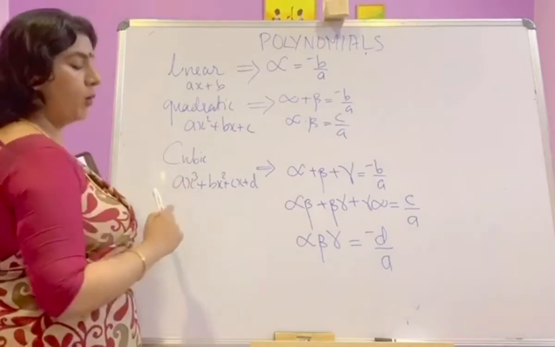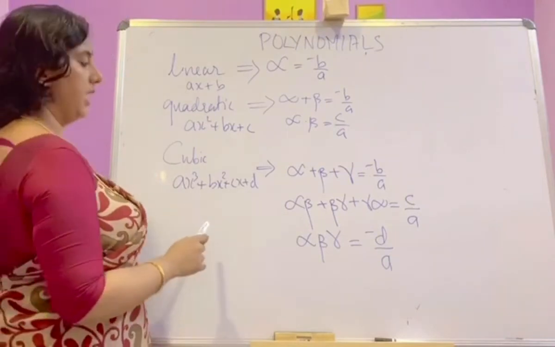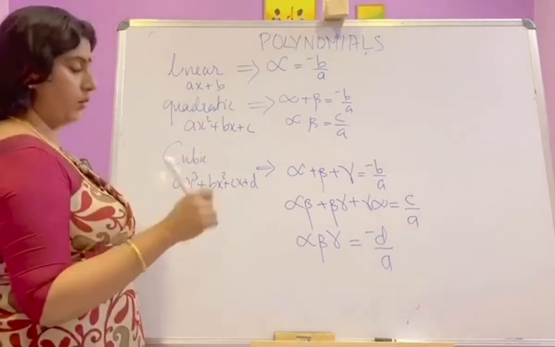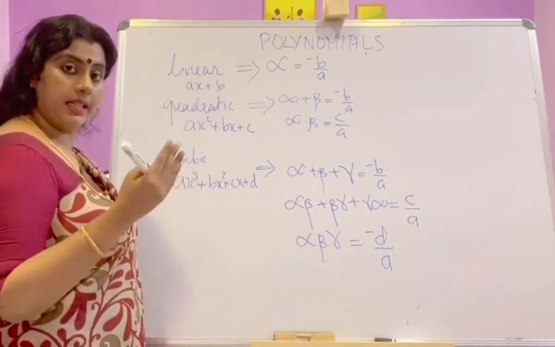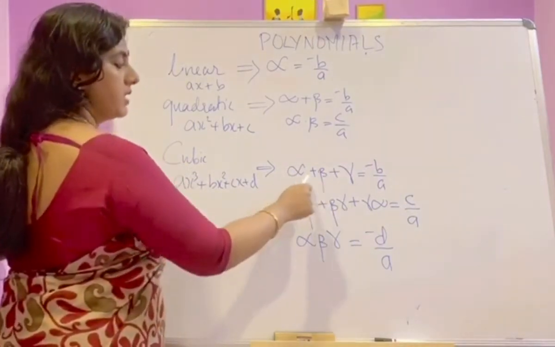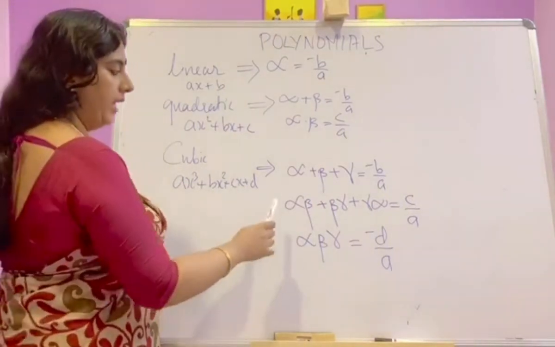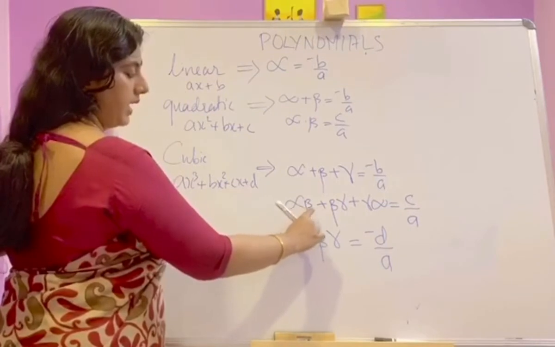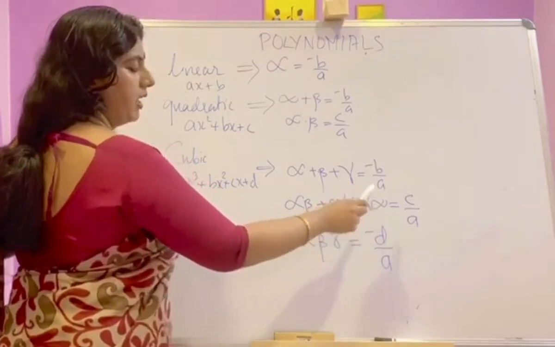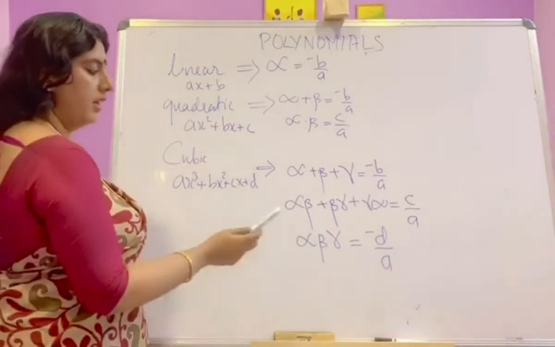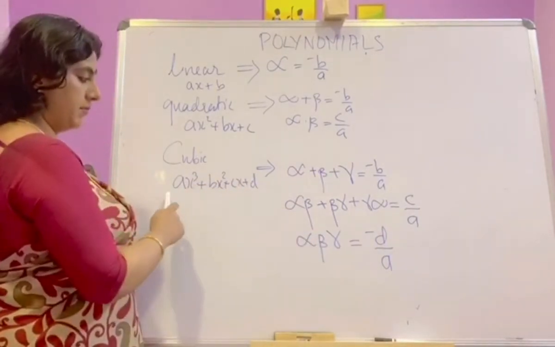Now next is the cubic polynomial. The general form is ax cube plus bx square plus cx plus d and we will get maximum 3 zeros in a cubic polynomial. Let us name them in general alpha, beta and gamma. Then the sum of the zeros, that is alpha plus beta plus gamma, is equal to negative b by a. Now again taking two zeros at a time and adding, that is alpha beta plus beta gamma plus gamma alpha, the answer is c by a. Now the product of zeros, alpha into beta into gamma, is equal to negative d by a.